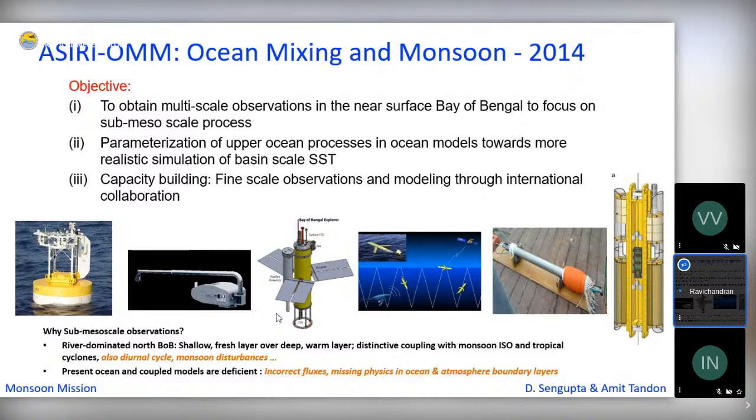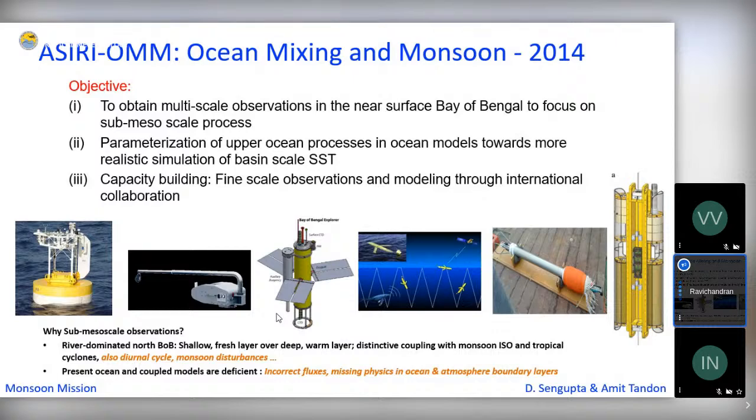And it has also given a very good opportunity for India, especially Indian colleagues, to understand fine scale observations and the new tools available for ocean observations, starting with the underway CTD. Without stopping the vessel, you will get the temperature and salinity information, and you will be able to characterize the spatial variability of temperature and salinity using this UCTD.